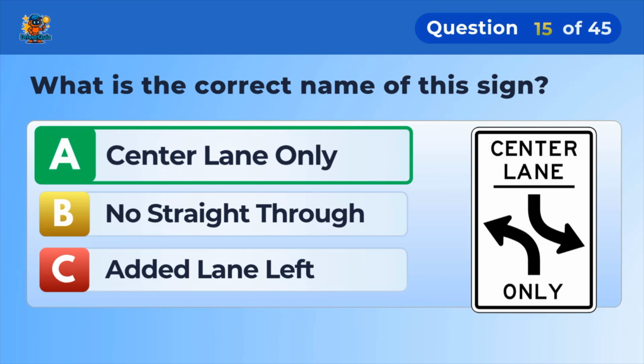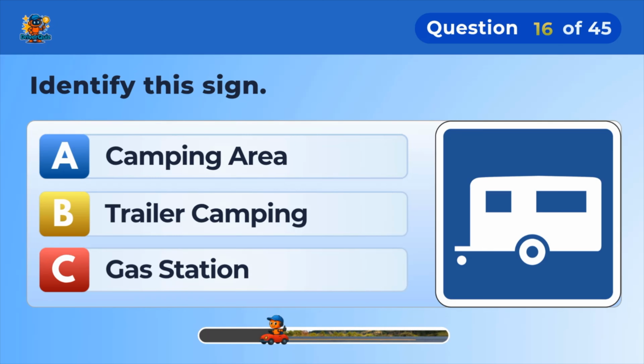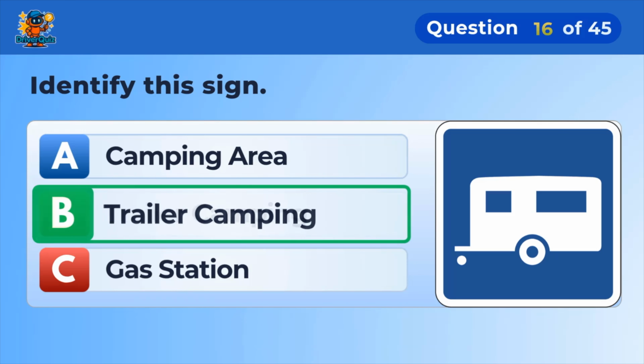Question 16. Identify this sign. A. Camping area. B. Trailer camping. C. Gas station. This one is trailer camping.